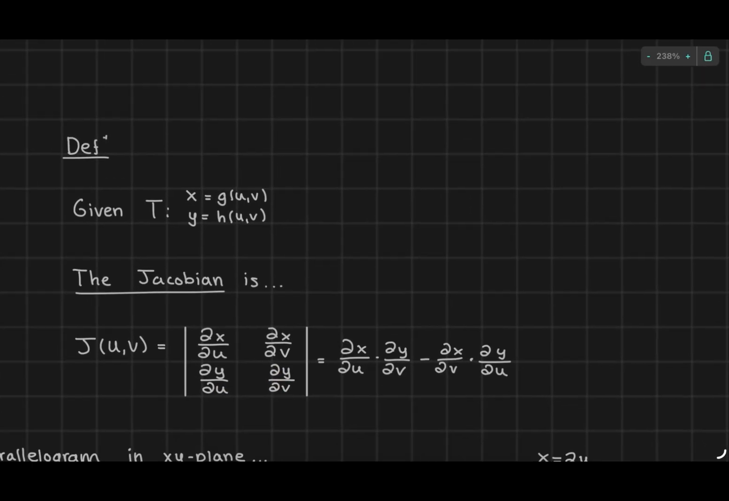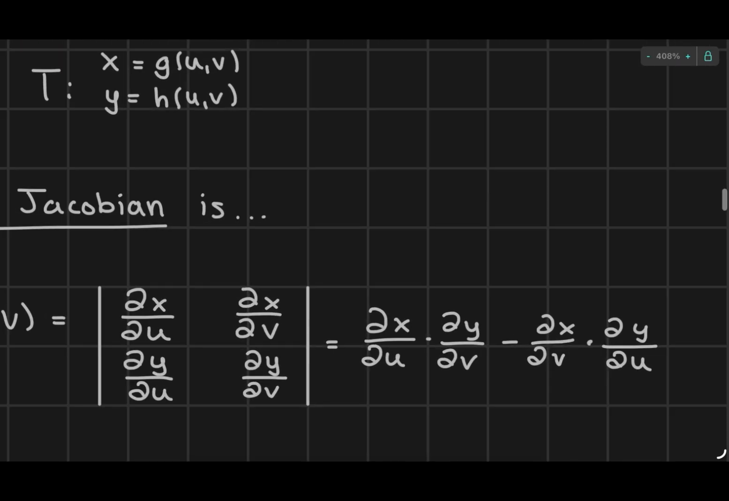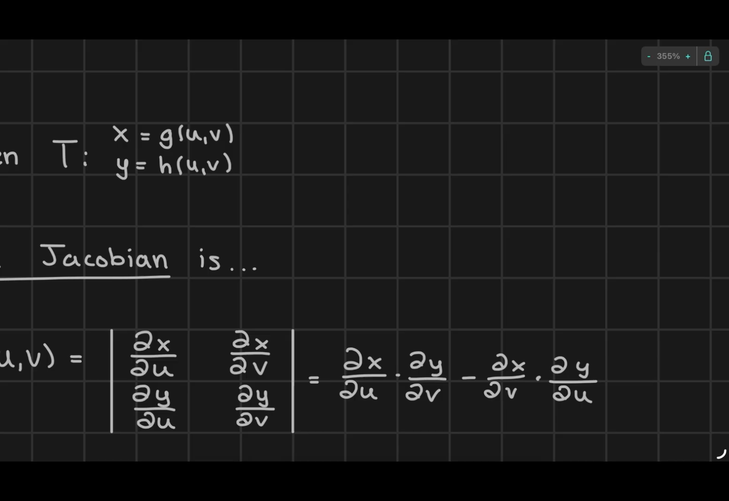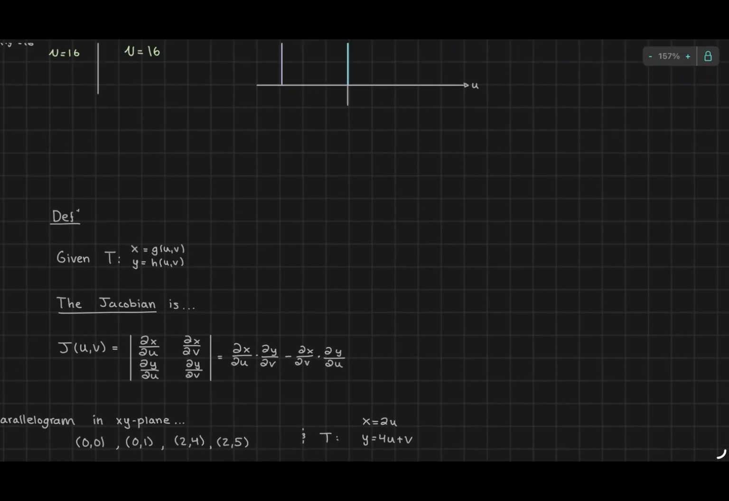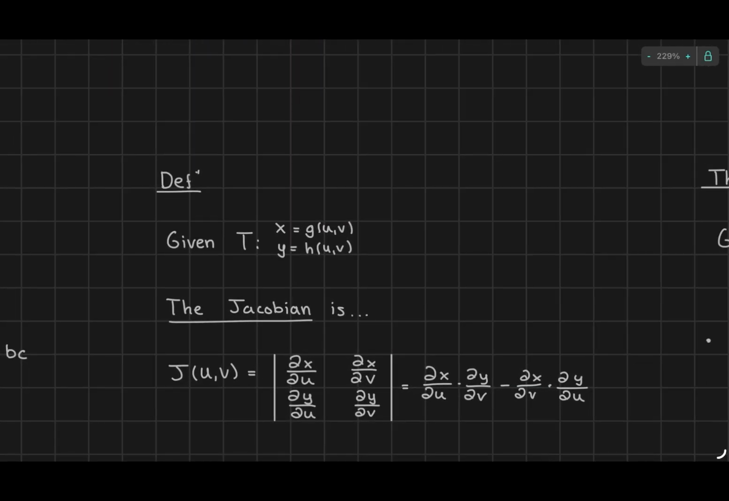We're going to be doing the exact same thing that we did with this a, b, c, d determinant over here. We're going to be doing this partial of x with respect to u multiplied by this partial of y with respect to v, minus this partial of x with respect to v and this partial of y with respect to u. So that's what a Jacobian is, and the question is, why are we using a Jacobian? To put it simply, the Jacobian is going to be a scaling factor. I guess we'll get to that theorem in just a little bit, but it's going to be a scaling factor.